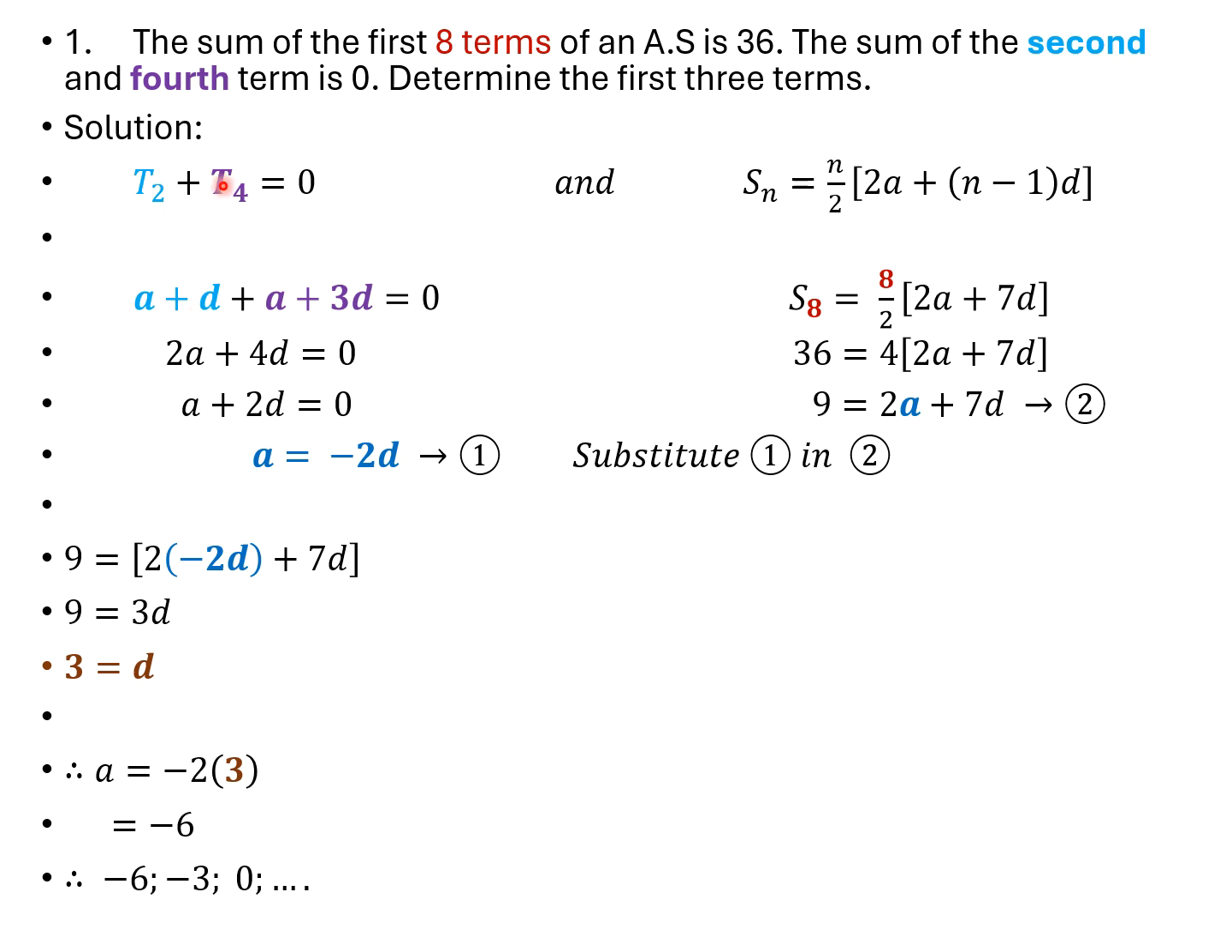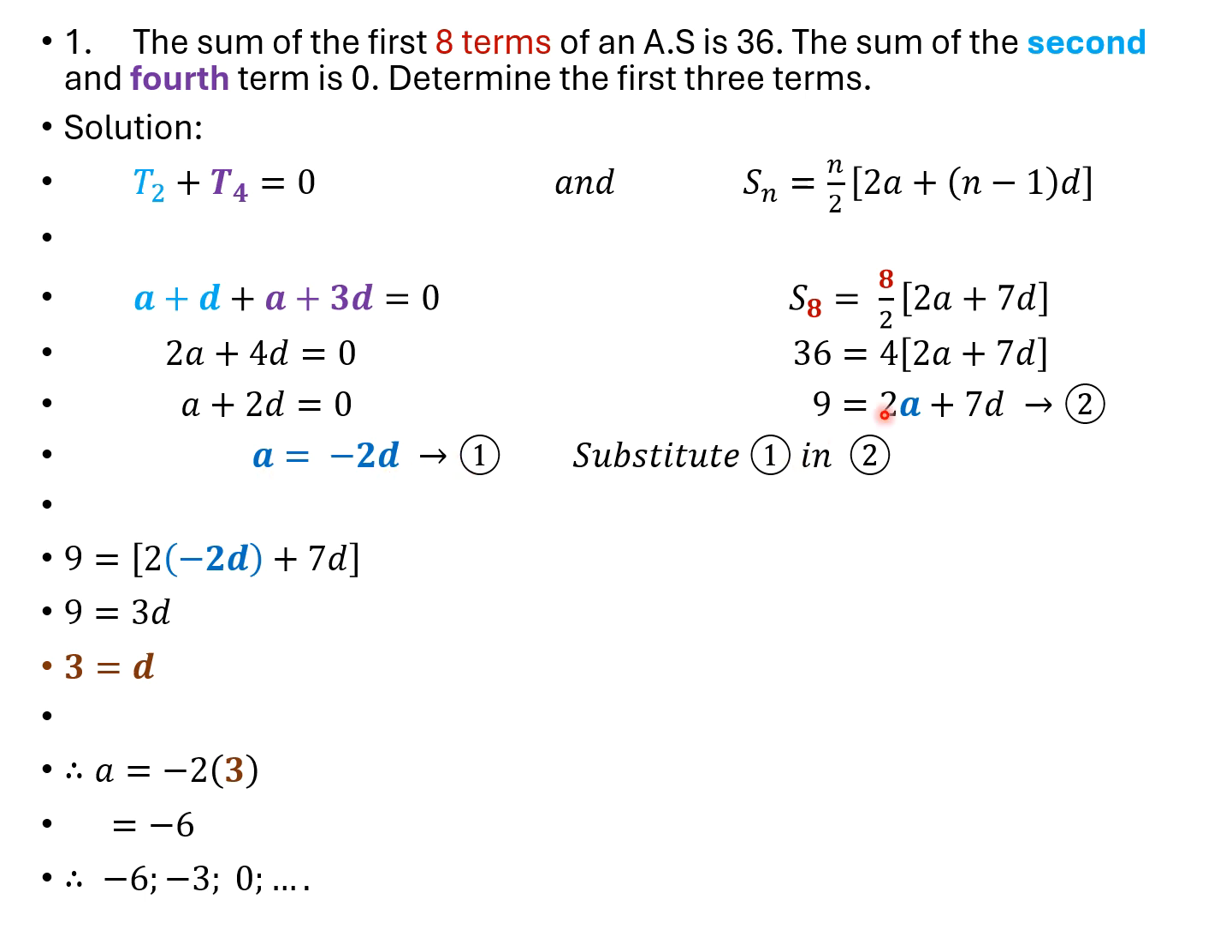For equation 1, we assume you remember term 2 is simply a plus d. For term 4, 4 minus 1 gives me 3d. So a plus 3d equals 0. Adding, a plus a gives me 2a, and 3d plus d gives me 4d. If I divide everything by 2, 2a divided by 2 gives me a, 4d divided by 2 gives me 2d, and 0 divided by 2 stays 0. So if I take plus 2d across, then a equals negative 2d. That's my equation 1.